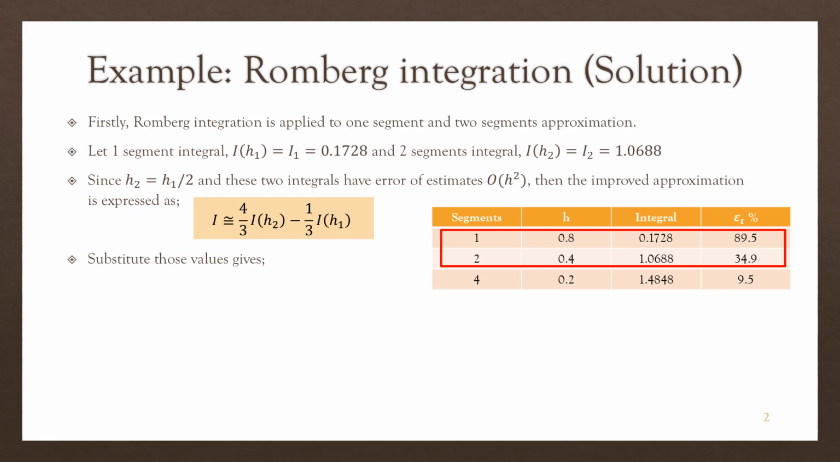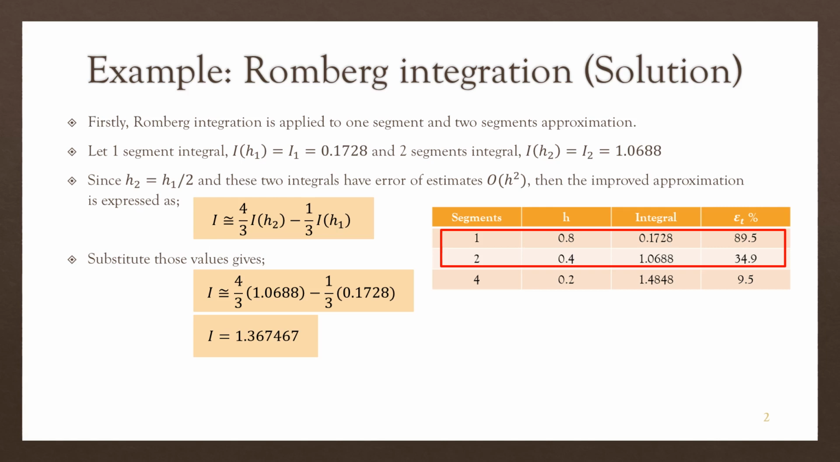So we substitute those values. We have the values of I2 and I1. So we substitute them into the equation and we get the improved integral, which is 1.367467. So take note that we don't do any trapezoidal rule over here again. We just use the information from the outcome of the previously solved trapezoidal rule, and we simply combine it using this Romberg integration equation. So we get an improved estimation.